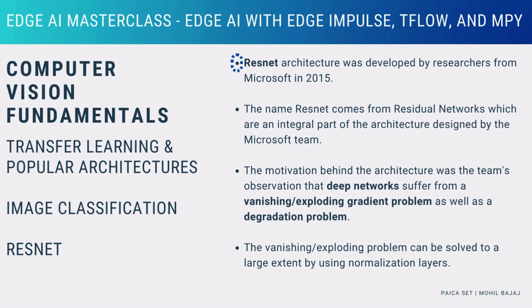ResNet architecture was developed by researchers at Microsoft in 2015. The name ResNet comes from residual networks, which are an integral part of the architecture design. The motivation behind the architecture was the team's observation that deep networks suffer from a vanishing or exploding gradient problem, as well as a degradation problem.